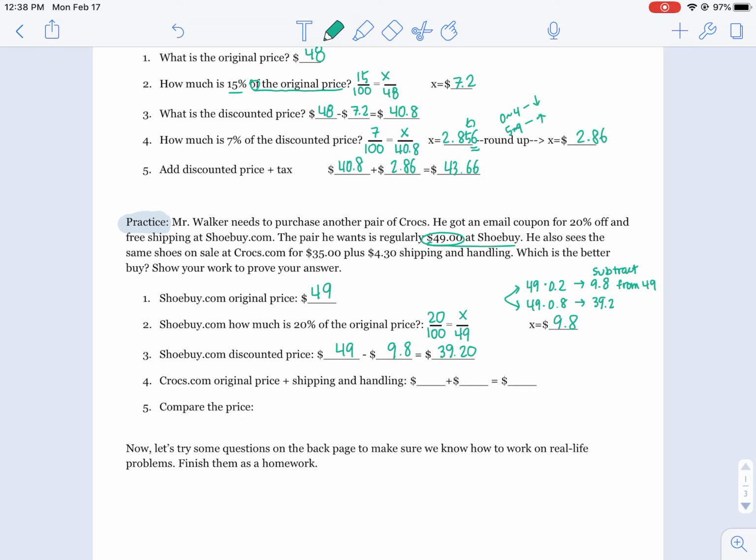Okay, but like I said, you need to show me work of how you're using your numbers. Now, I have the price for shoebuy.com. I just have to find out the price for crocs.com. So I have the original price plus the shipping and handling. So original price, $35, plus $4.30 for shipping and handling. So I'm going to just add them. I don't have to find out tax or discount or anything like that for this one. So that's easy. So 35 plus 4.3, which is going to give us 39.30. Okay, so last step, we just have to compare and see which one is going to be a better deal. Shoebuy.com versus crocs.com. Although it's just 10 cents different, you want to go and get the cheaper one.